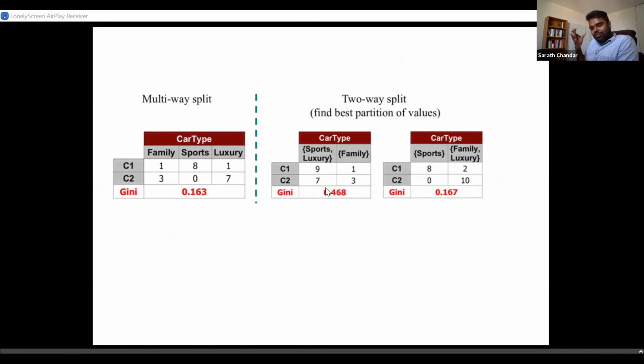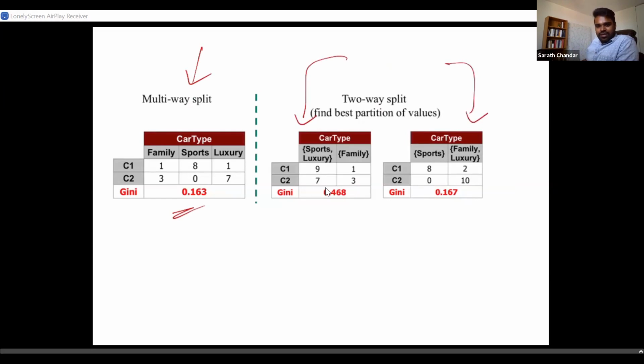Now you don't need to think about this subjectively because you have the metric. You want something which achieves low Gini. So if you do a multi-way split, this is the Gini. If you do a two-way split, there are two possibilities. The first two-way split has this and the second two-way split has this.